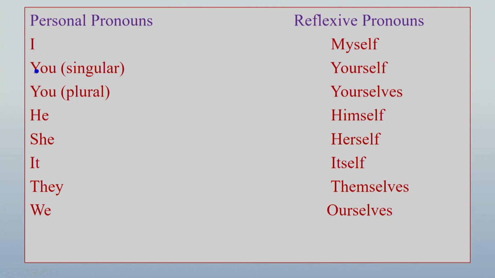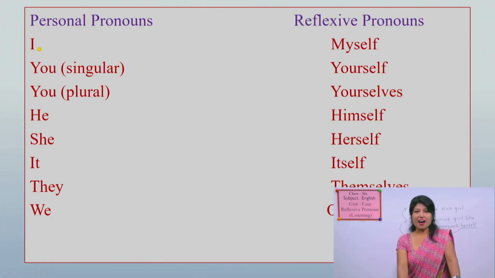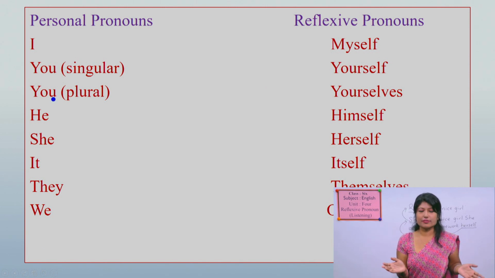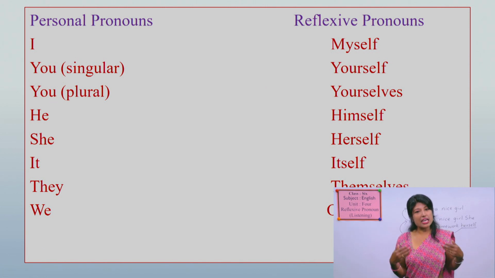Look at here. How many pronouns are here? I, you. Here, in the sense of singular, you is only one person. And sometimes we use you for the plural as well, for many people also we say you. He, she, it, they, we. These all are called personal pronouns.